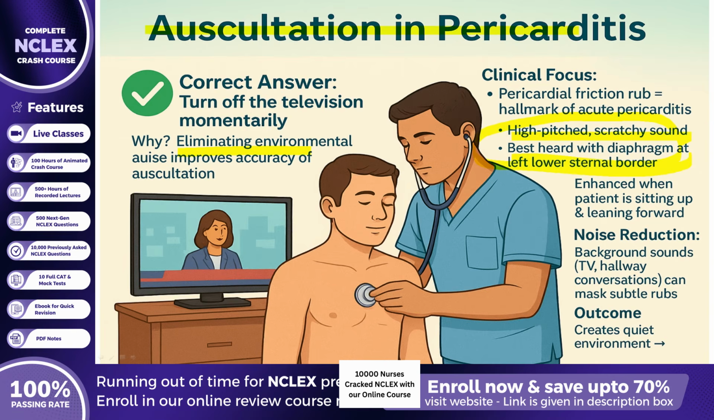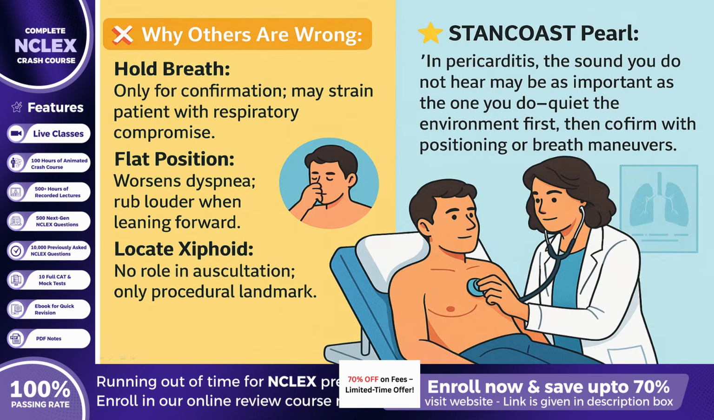Looking at why the other options are incorrect, option A, asking the client to hold their breath, may be used later as a confirmatory maneuver since a pericardial rub persists even when the patient holds their breath, whereas a pleural rub disappears. However, this should not be the first action, especially for a client who may already have respiratory compromise.